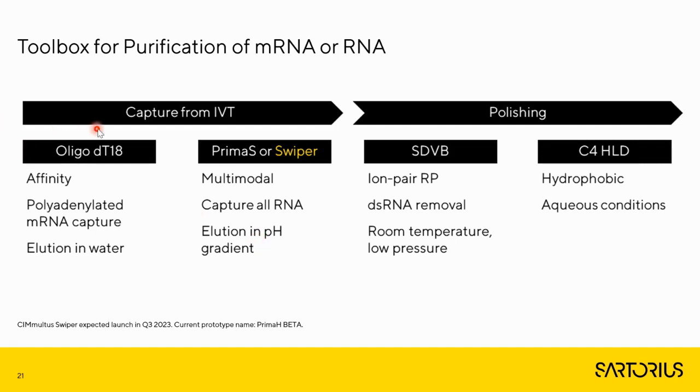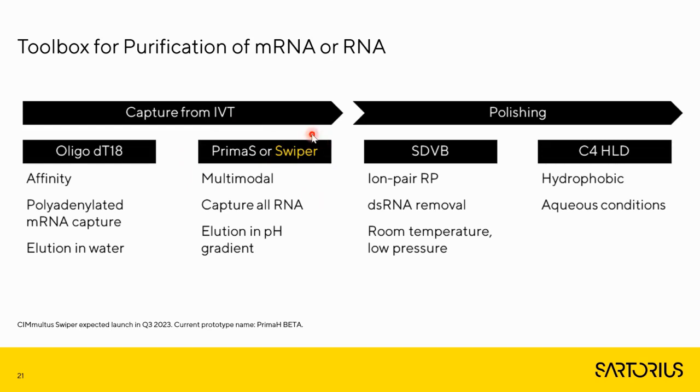Most of the time, we like to use oligo-DT wherever possible, wherever we're dealing with polyadenylated mRNA, which is not always the case anymore in the RNA industry. In case where we're not dealing with polyadenylated RNA, we revert to multimodal ligands. Commercialized ligand is called PrimaS, and we are soon introducing something called Swiper.